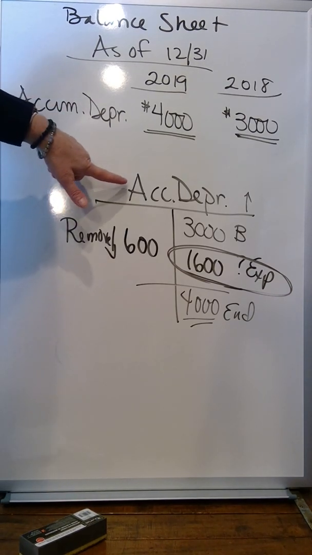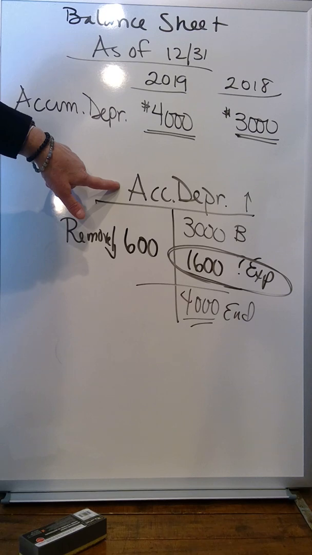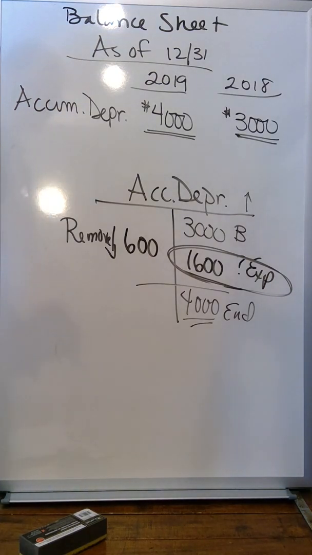So accumulated depreciation is a balance sheet account, but because it works with the depreciation expense account, we can use changes in this account. We can analyze it to figure out what this depreciation expense would have been during the period.